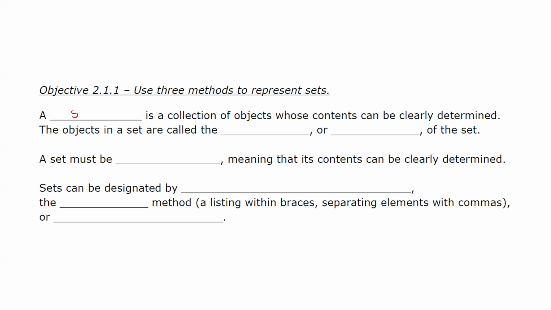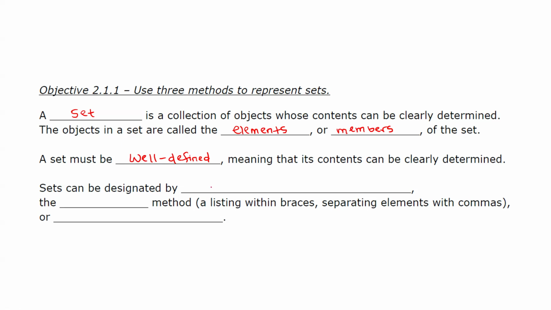So a set is a collection of objects whose contents can be clearly determined. The objects in a set are called the elements or members of the set. A set must be well defined, meaning that its contents can be clearly determined.